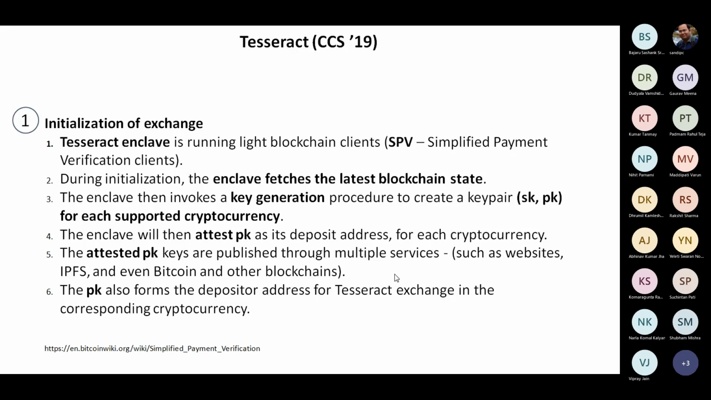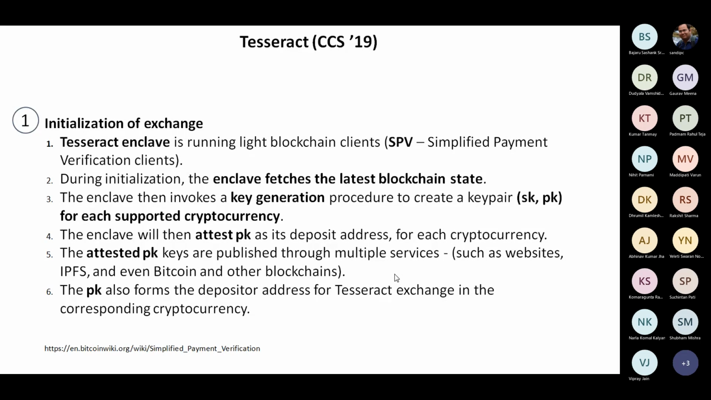So the steps are actually fairly simple. Say I would like to join the Tesseract exchange. If you see the ads of WazirX and other cryptocurrency exchanges, they say that you can start with as low as, say, 100 rupees or something. So that is basically your deposit with the exchange. So similarly here you have to make a deposit with the Tesseract exchange.